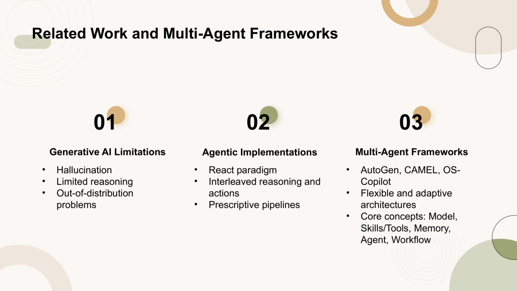Several multi-agent frameworks have been proposed, including AUTOGEN, Camel, and OS Copilot, each offering unique approaches to building and managing multi-agent systems. These frameworks are built around core concepts such as the generative AI model, skills or tools, memory, individual agents, and workflows, which define how agents interact to address tasks.